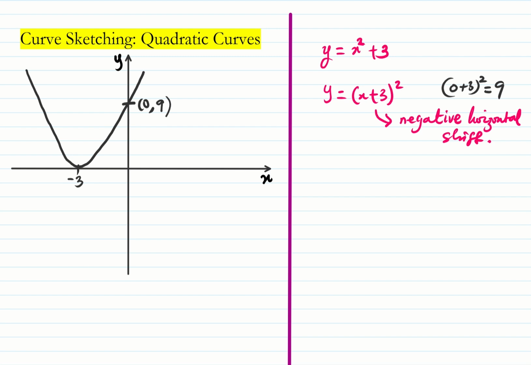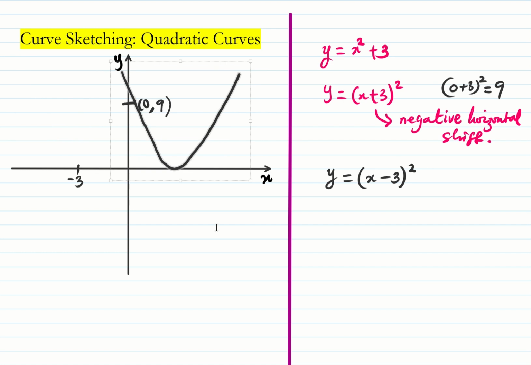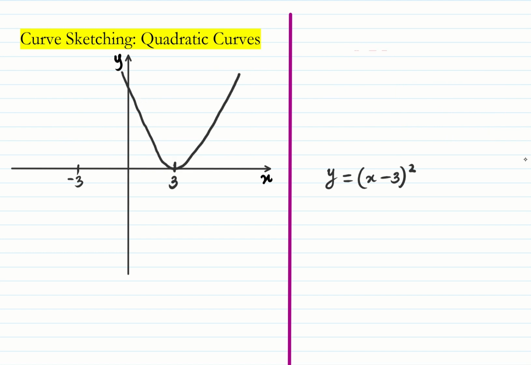Let's look at the next scenario. What if what you had was y equals x minus 3 all squared? Obviously, from the origin, you move this way. Okay, you move that way. All right, so this represents a positive movement.